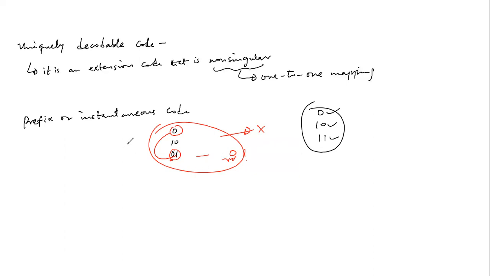So in instantaneous codes, each symbol can be decoded as soon as the corresponding code word is completed. That is, it is not necessary to see the bits of later symbols in order to decode the current symbol. Also note that a uniquely decodable code is said to be instantaneous if it is possible to decode each code word in a sequence without reference to succeeding code words.